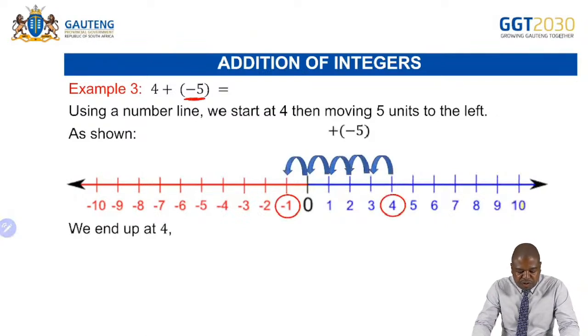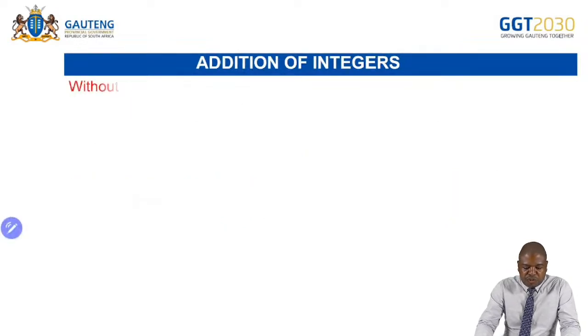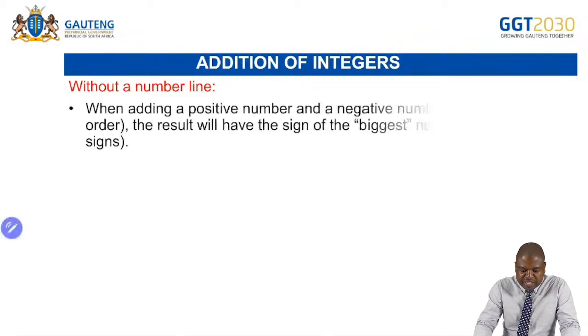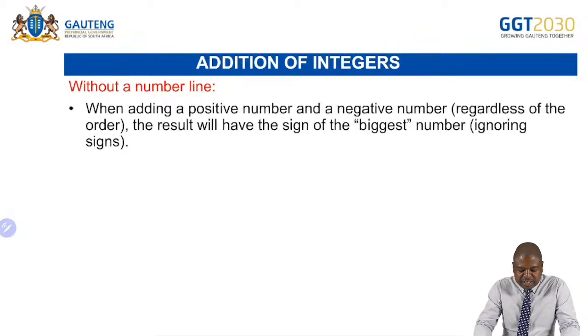So we can say 4 plus negative 5 is equal to negative 1. That is when we are using number lines. Without a number line, we can summarize this as follows. I'm going to explain this in detail.